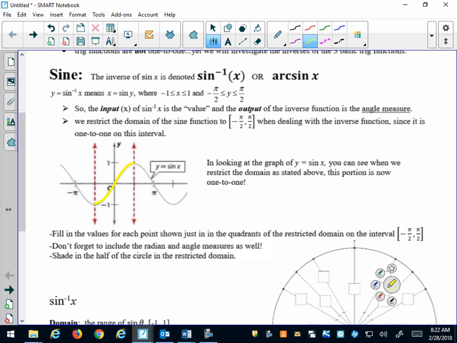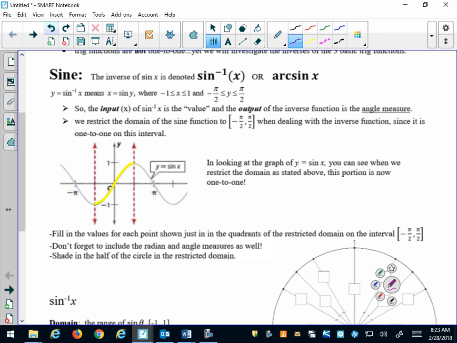If I had chosen this piece of it, is that 1 to 1? No, because that doesn't pass the horizontal line test. You see that? It would go through twice, right? So that's why we have to be careful where we restrict the domain. We purposely are picking this little section because that's the section that it's 1 to 1.